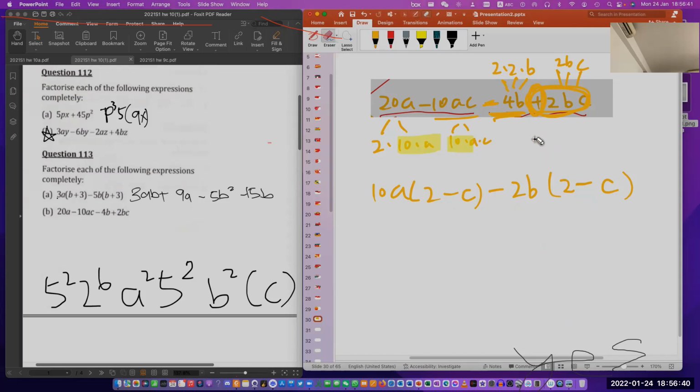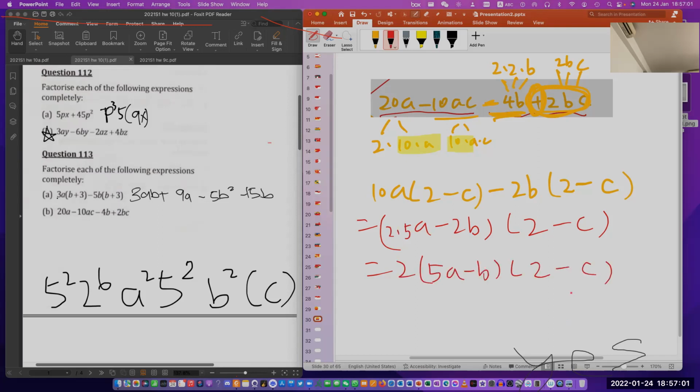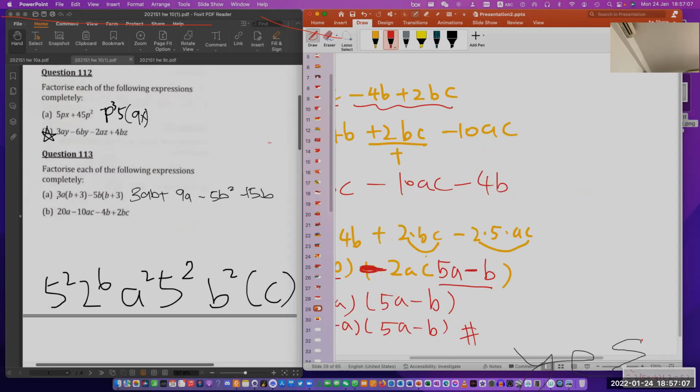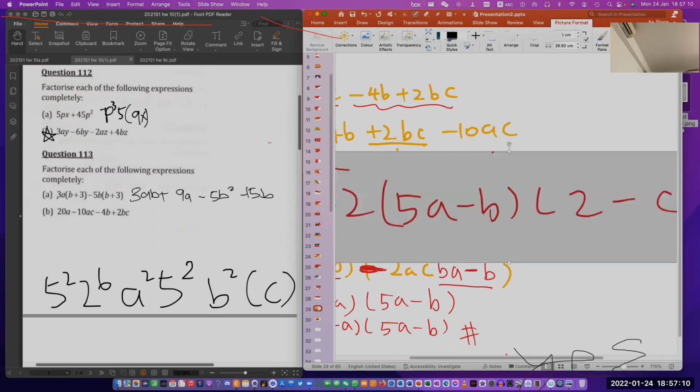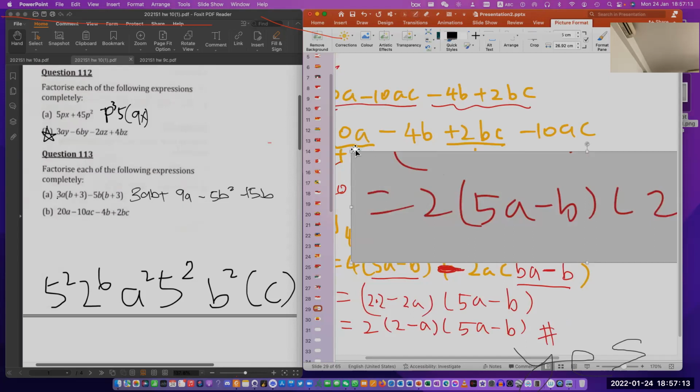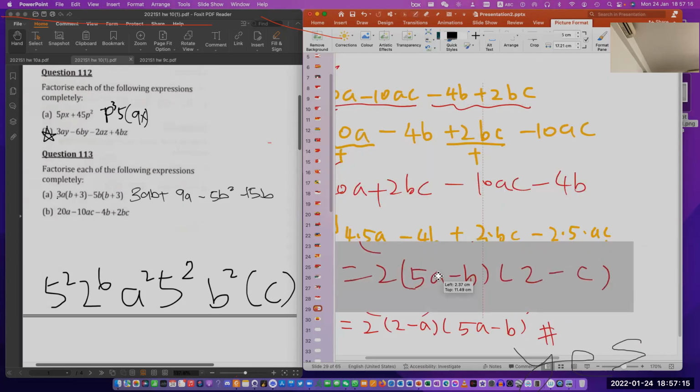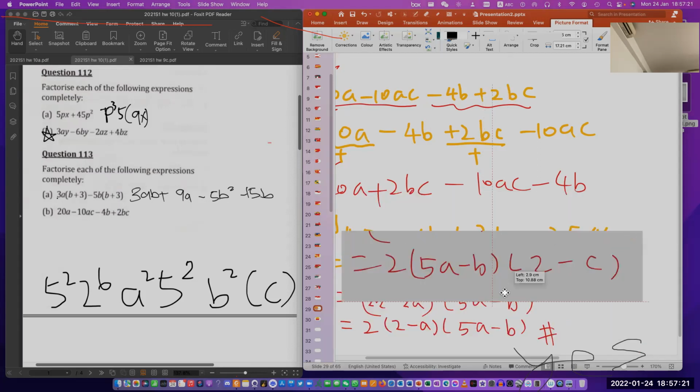So once I get this, 10a minus 2b, 2 minus c. Common factor, I can split this further. 2 times 5. So 2 is common, take out the 2. So it's 5a minus b, 2 minus c. So compare this to the previous. I make a mistake somewhere. Is it 2 minus c or 2 minus a? Let me double check.